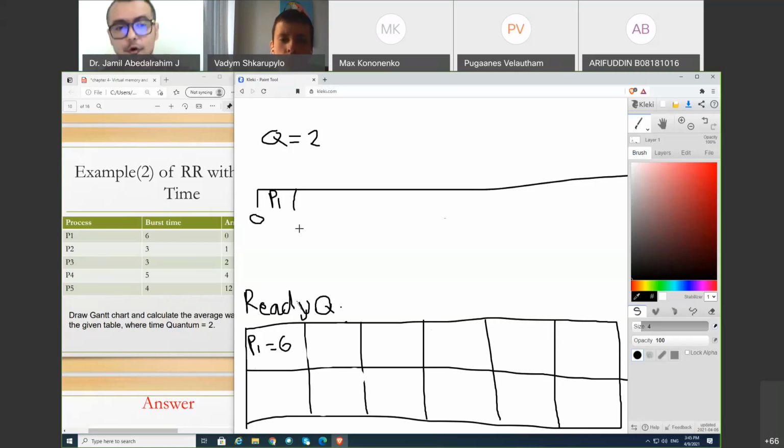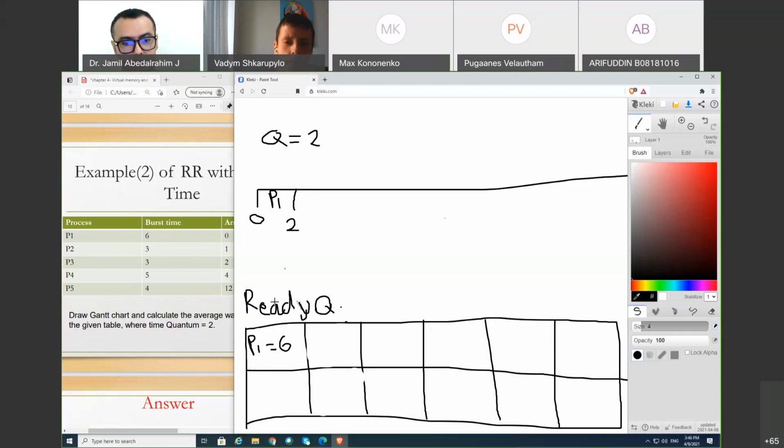We need to follow the quantum. The quantum, the time or the period, allows us to execute only 2 units from the total. Then we have the burst time of the first process, 6, so we divide it into 3 parts. But follow the way now. In the beginning, we can execute only 2 units.